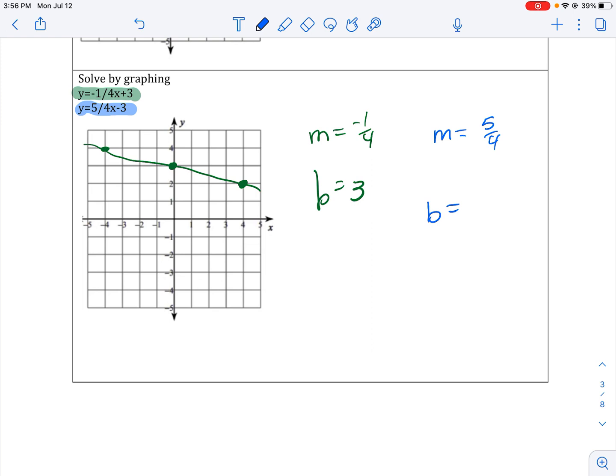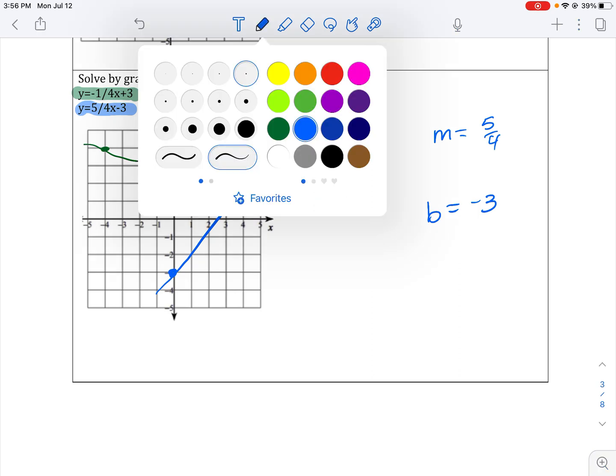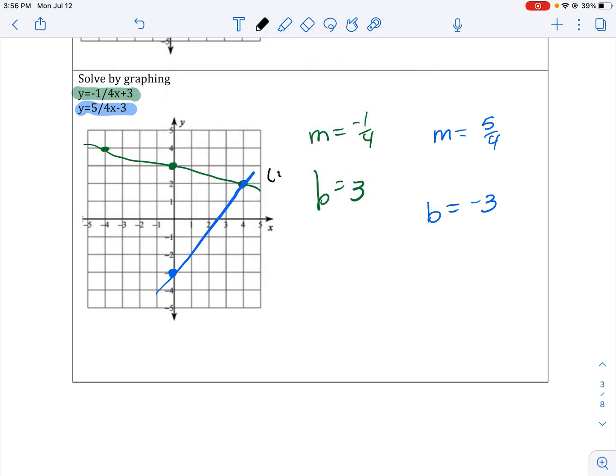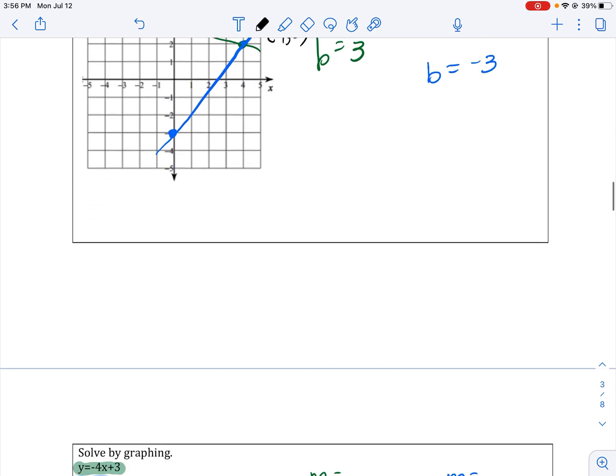Identify the slope and the y-intercept in my blue highlighted line. Plot the y-intercept. Rise 5, run 4. There's where the two lines intersect, giving me the coordinate 4, 2 as my solution.